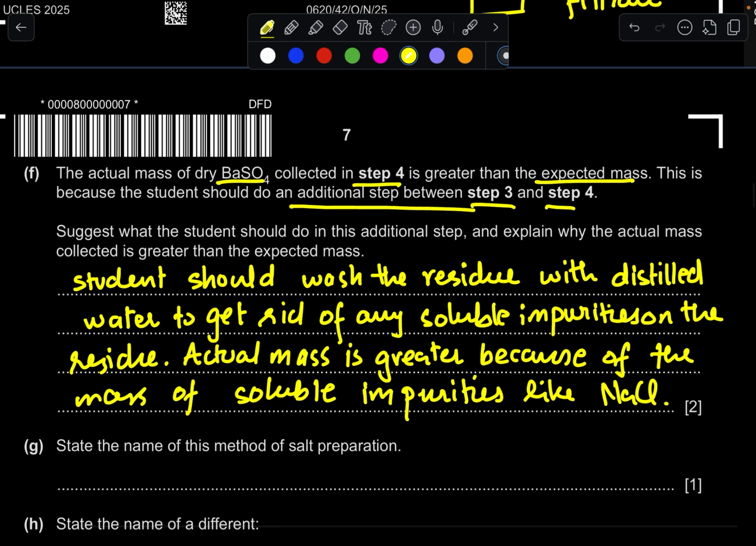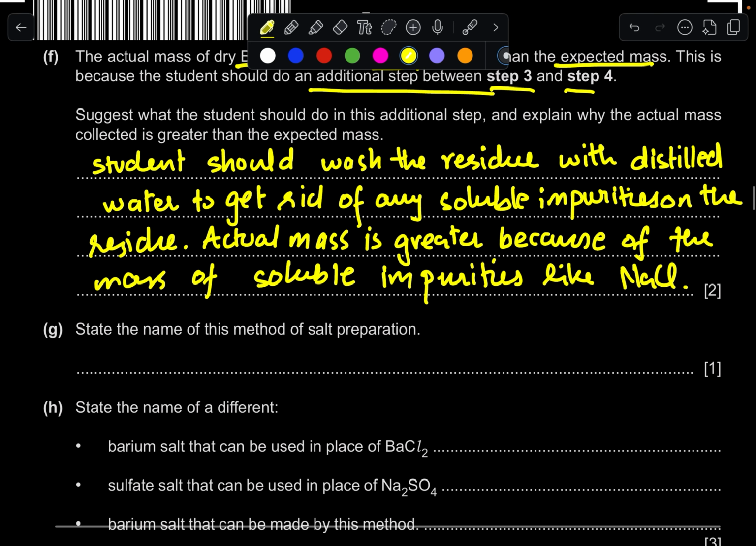State the name of this method of salt preparation. You call this a precipitation method, right? That was simple. You just make a precipitate, filter, wash it, dry it.